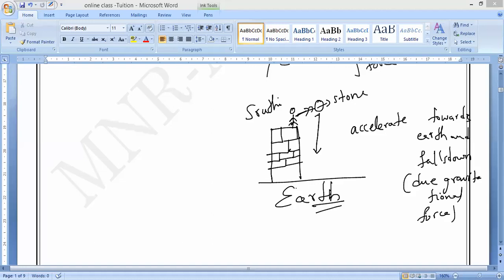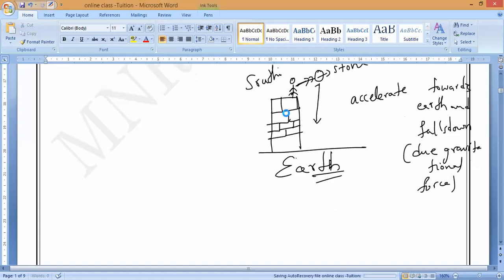So that you all people know, we are not seeing that the Earth is moving or rising towards the stone. Why is only the stone moving towards the Earth?